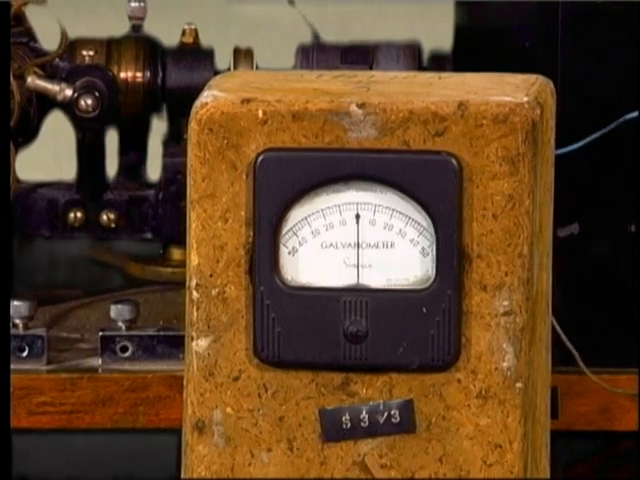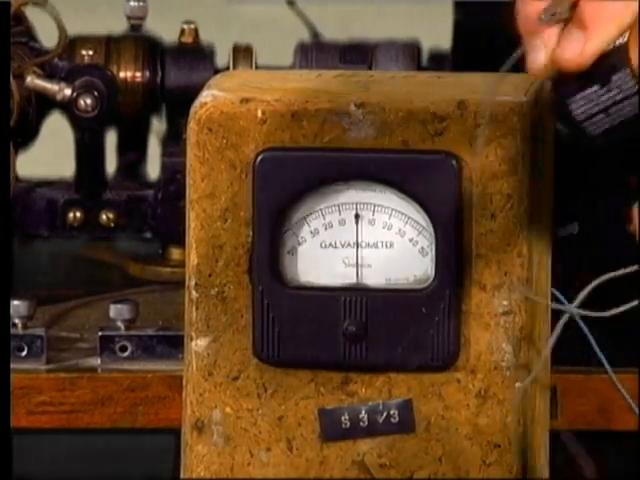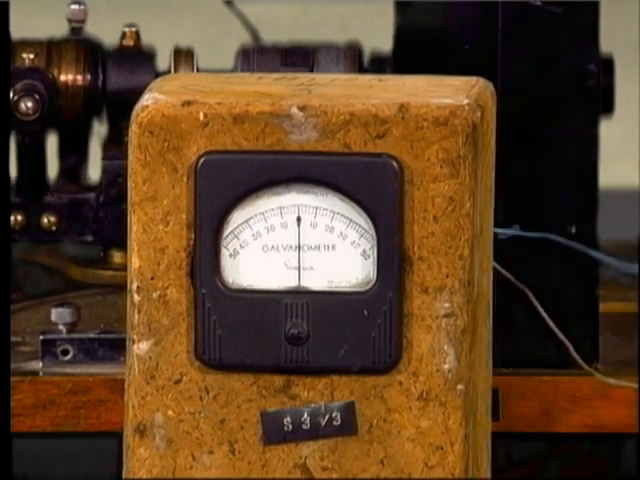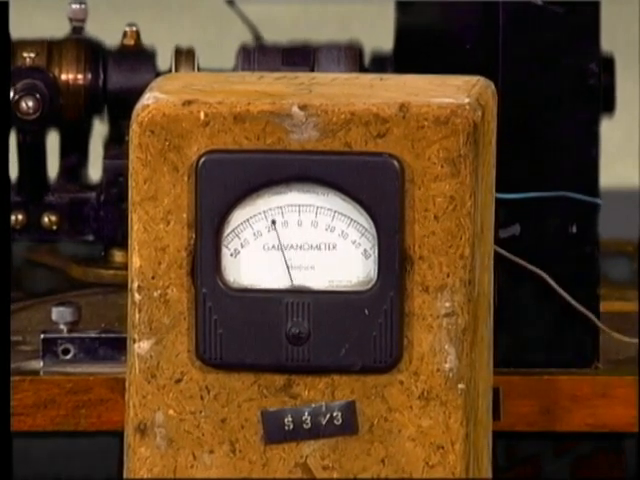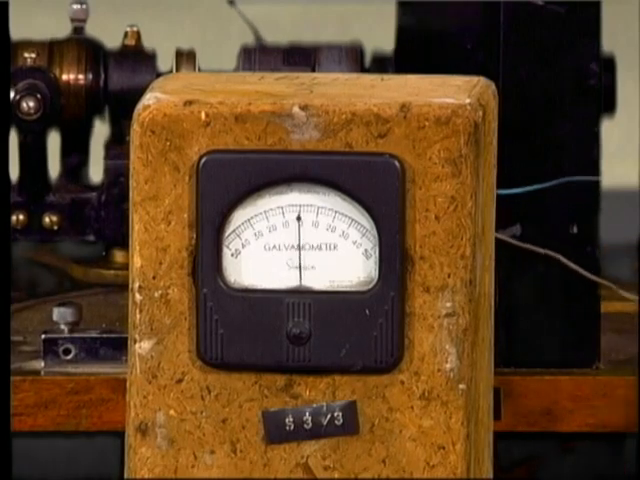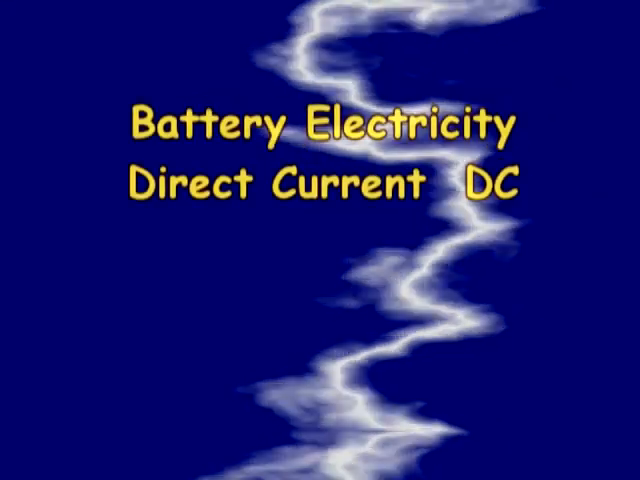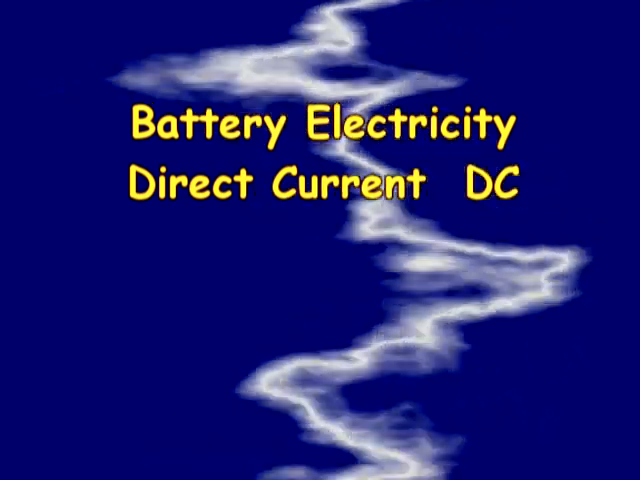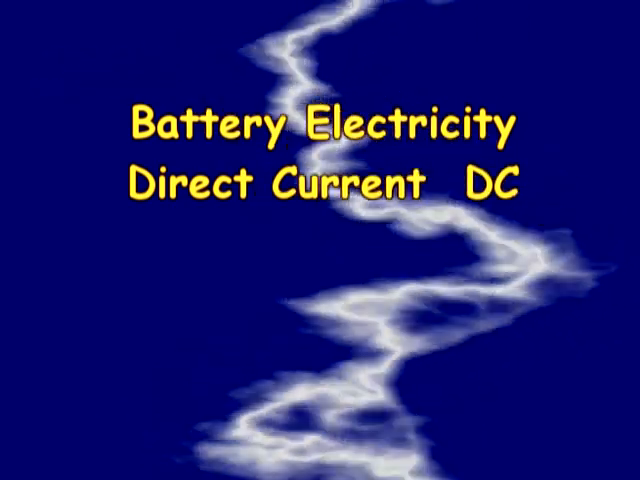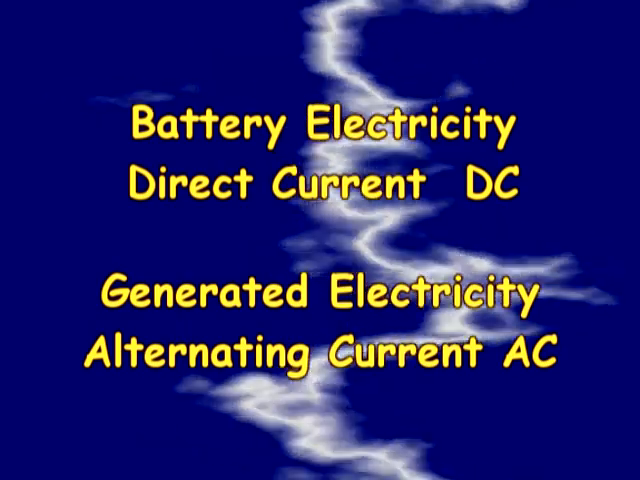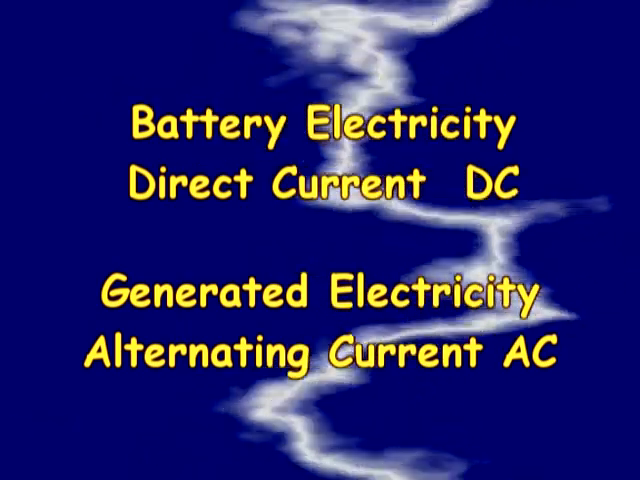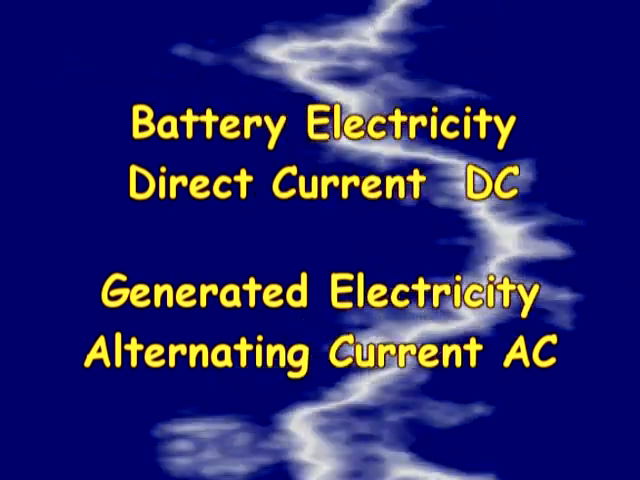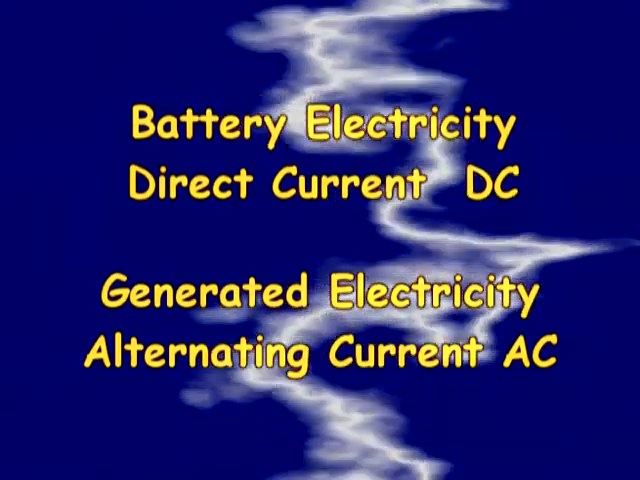Now if I turn the battery around, so you see what I'm doing now is changing the polarity, then the electricity flows the other direction. So there's two kinds of electricity. Battery electricity, direct current it's called, which comes from batteries and solar cells, and alternating current electricity where we generate it mechanically. No matter how the electricity is generated, it still follows the same rules.